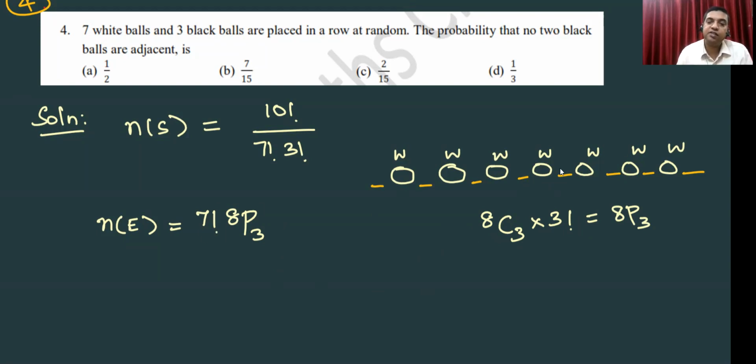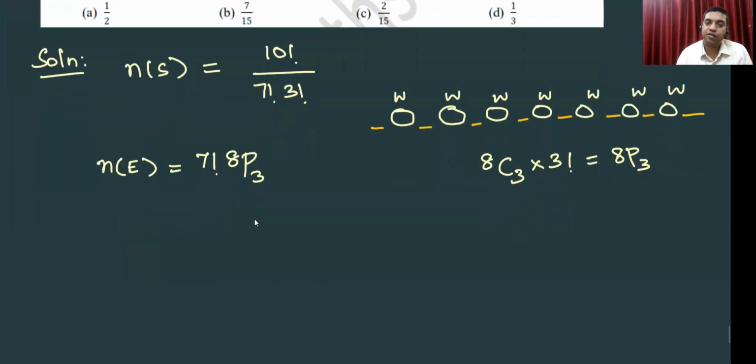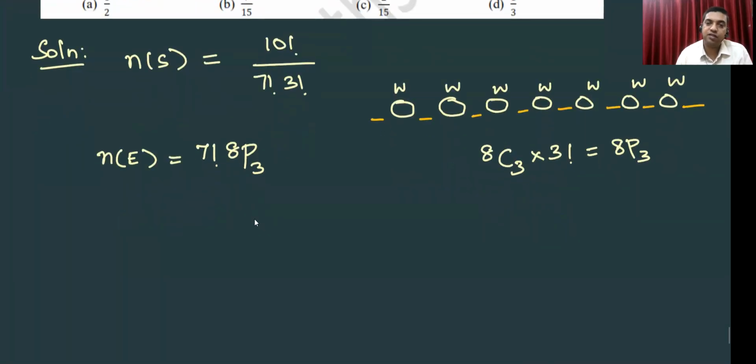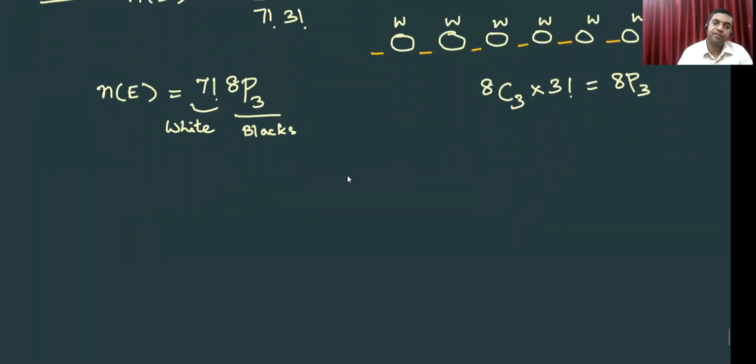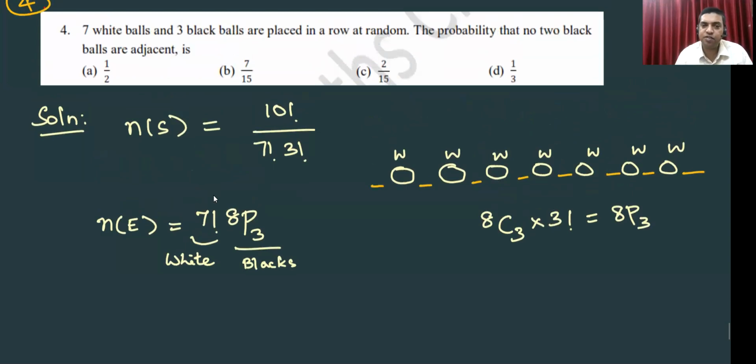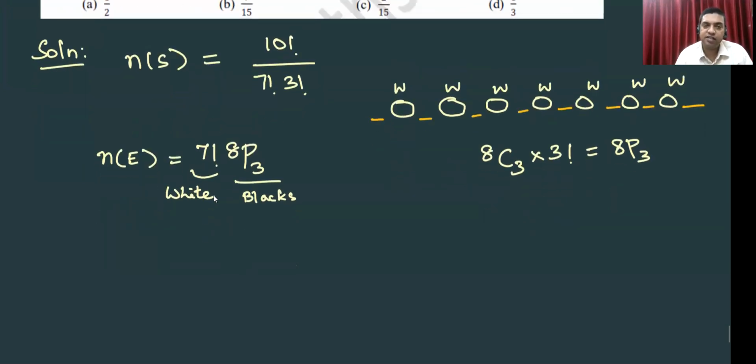Now the whites can arrange amongst themselves in 7 factorial ways. That is how we got the 7 factorial. This was on blacks, and this was on white balls. Got it? We did so many seating problems and permutation problems exactly like that.